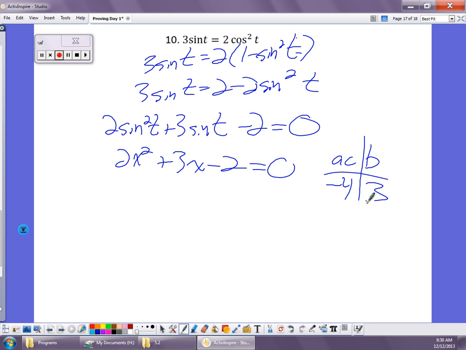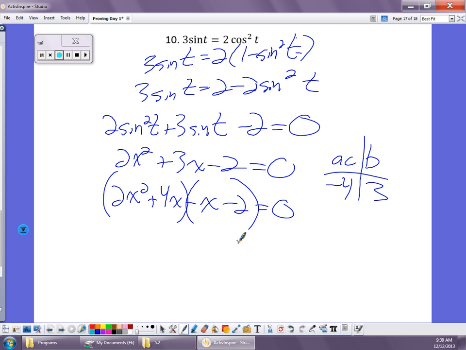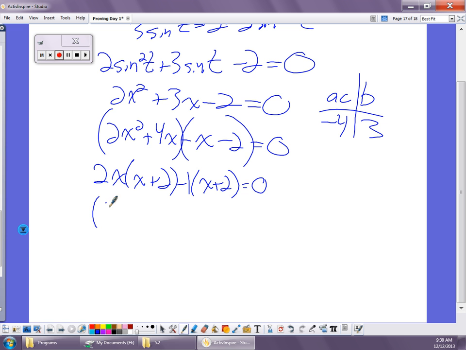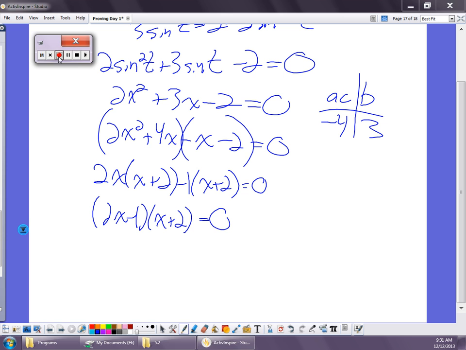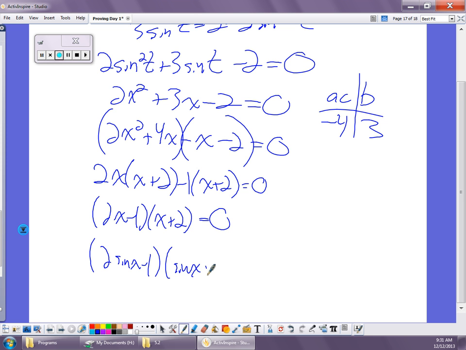And those would be what? 4 and negative 1. So 2x squared plus 4x minus x minus 2. Do the boats, factor by grouping. So I can take out a 2x, take out a negative 1. So you get 2x minus 1, x plus 2 equals 0. And then remember, we have to remember to substitute sine back in, okay? So we substitute sine back in. So 2 sine x minus 1, sine x plus 2.